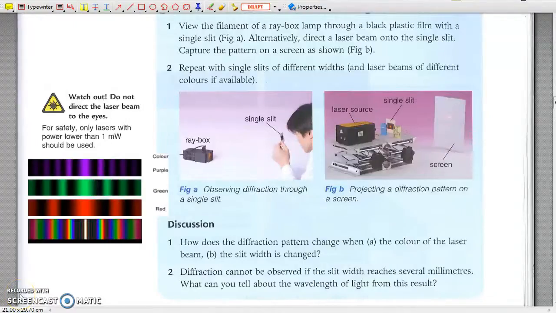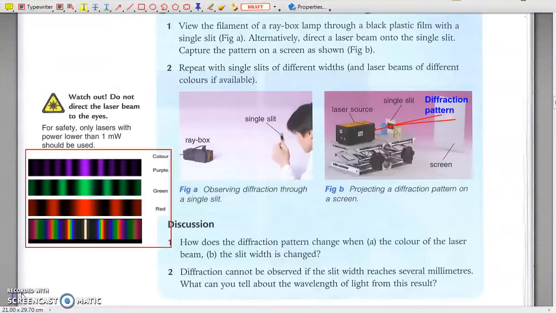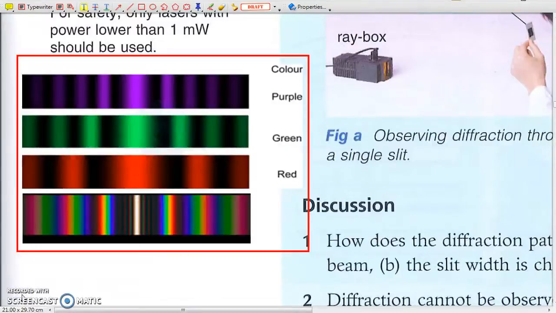Now, the red laser beam is replaced by a green one. How does the diffraction pattern change? In the experiment, light spreads out when it passes a single slit. It is diffraction of light. Different colors of light, due to different wavelengths, spread out differently. For the same slit, red light diffracts the most, while violet light diffracts the least.